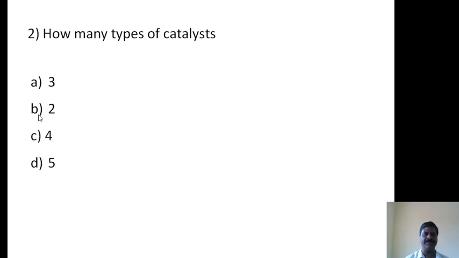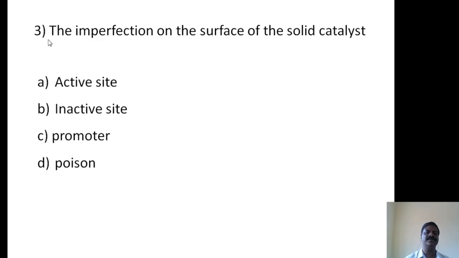Then the third one: the imperfections on the surface of the solid catalyst are called: A option, active site; B, inactive site; C, promoter; D, poison. I will give just 10 seconds for you. You have to choose the right option.